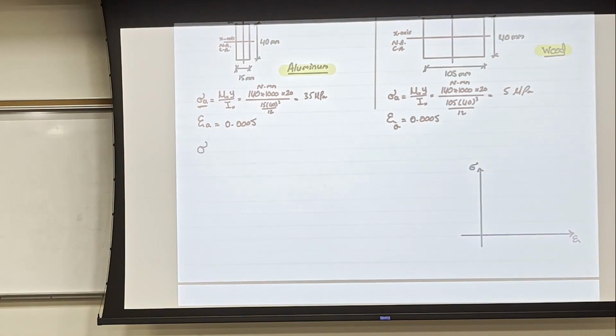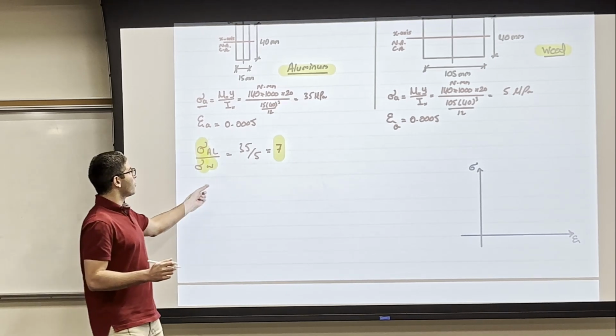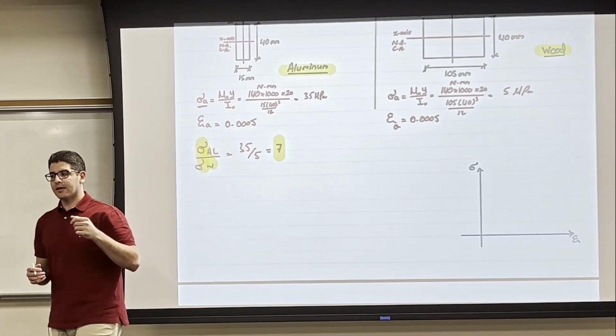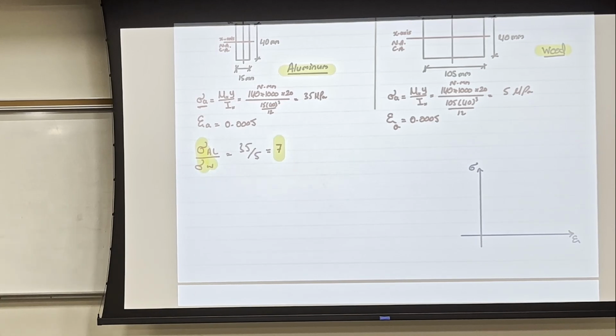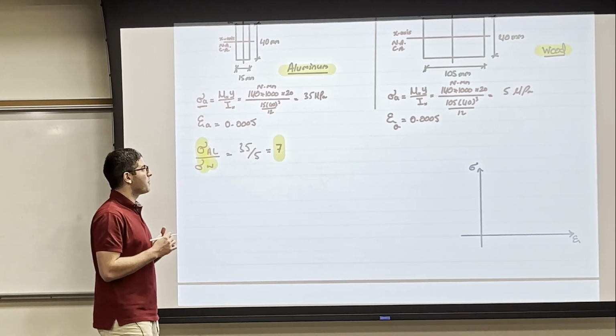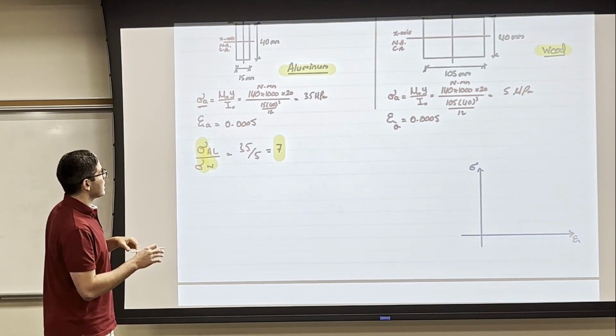So the stress of aluminum over the stress of wood, which is 35 over 5, I got 7, which is the same ratio that I had from the width. But the thing is, where does this 7 come from? This 7, we're going to discuss in the next slide. But let me talk about something.